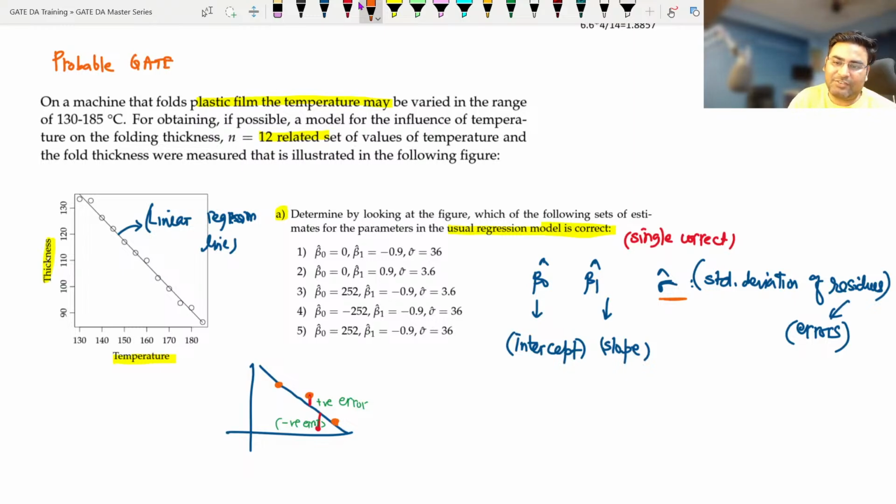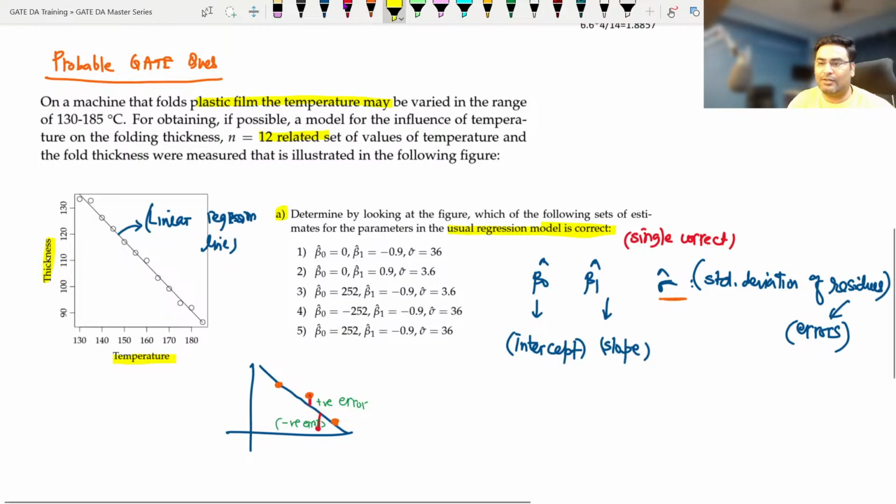I'm giving you, see, this is the first time GATE will conduct this paper. So nobody is sure what will happen, right? Nobody is sure about it.